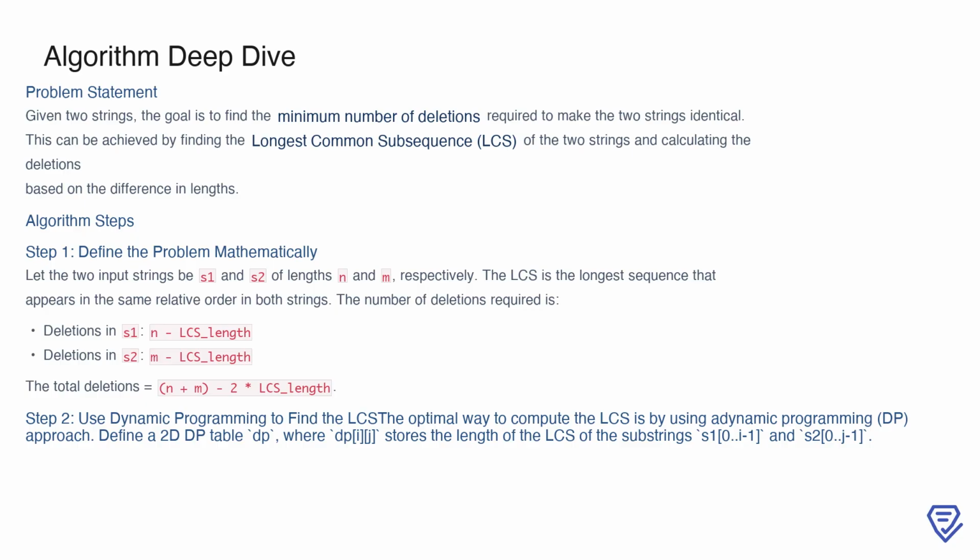To solve the problem of finding the minimum number of deletions required to make two strings identical, we need to approach it systematically. The strategy revolves around identifying the longest common subsequence, or LCS, of the two strings. The LCS represents the maximum sequence of characters that appear in the same order in both strings. Once we know the LCS length, the deletions required for each string can be calculated as the difference between the string's length and the LCS length. Combining these deletions gives the total deletions as n + m - 2 * LCS_length, where n and m are the lengths of the strings.